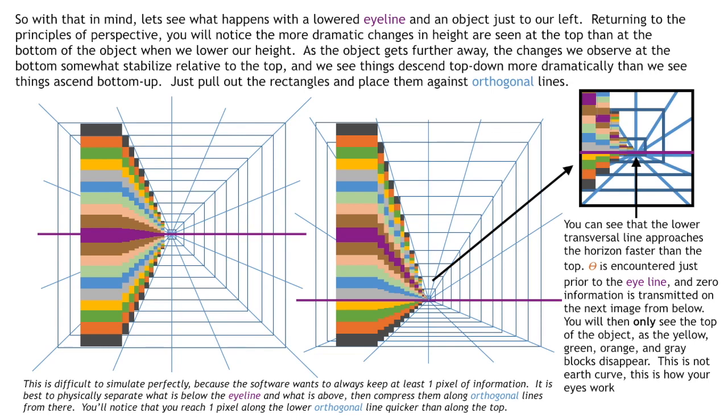It is best to physically separate what is below the eye line and what is above, then compress them along the orthogonal lines from there. That is usually a better way to go. You'll notice, though, when you do that, you reach 1 pixel along the lower orthogonal line a lot quicker than along the top.